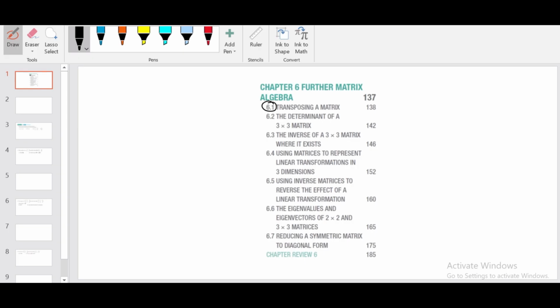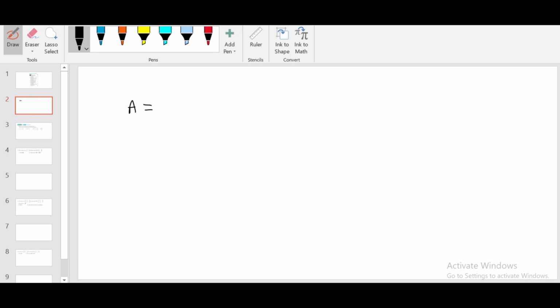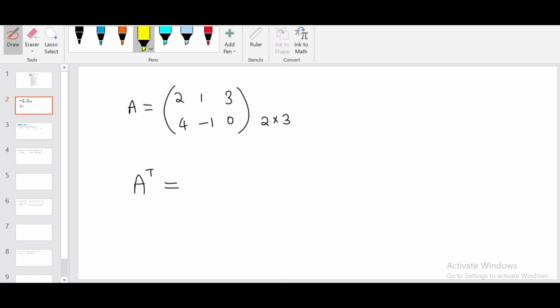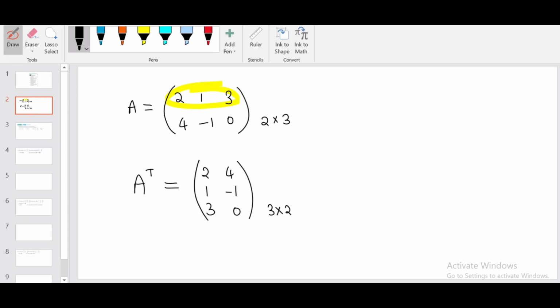So if you take a matrix, for example A, can be any matrix, let's say 2 1 3 4 minus 1 0. It's a matrix of size, there are 2 rows 3 columns, 2 by 3, right? Then the transpose of this matrix, usually denoted by, they put a little t up there. Transpose of A is, you change the rows to columns. Take the first row, write it as a first column, and the second row as the second column. So it's going to be 3 by 2 matrix. That's what transpose of a matrix.